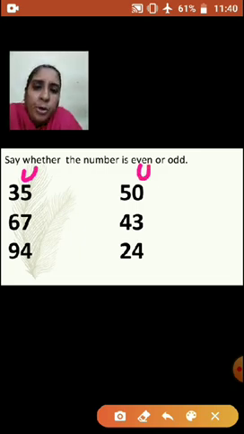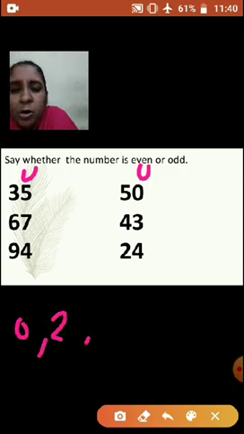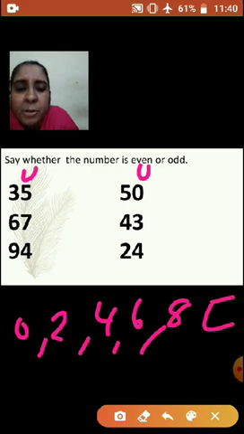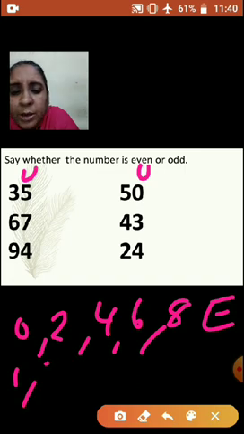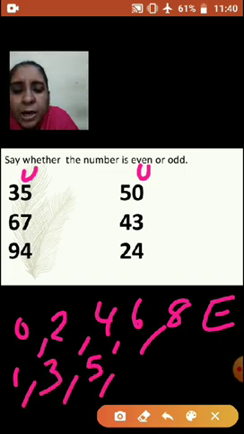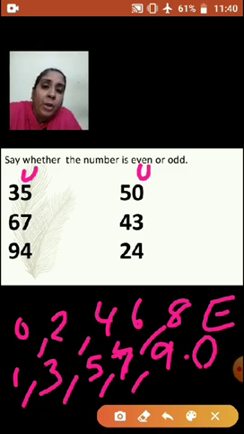If the units place number is 0, 2, 4, 6, 8, I'll write here 0, 2, 4, 6, 8. Then which number is it? Even number. If the number is 1, 3, 5, 7, 9, then that number is what? Odd number. Okay.